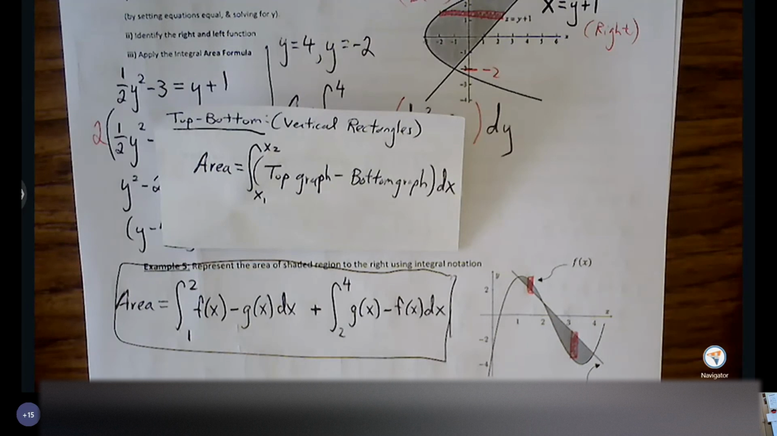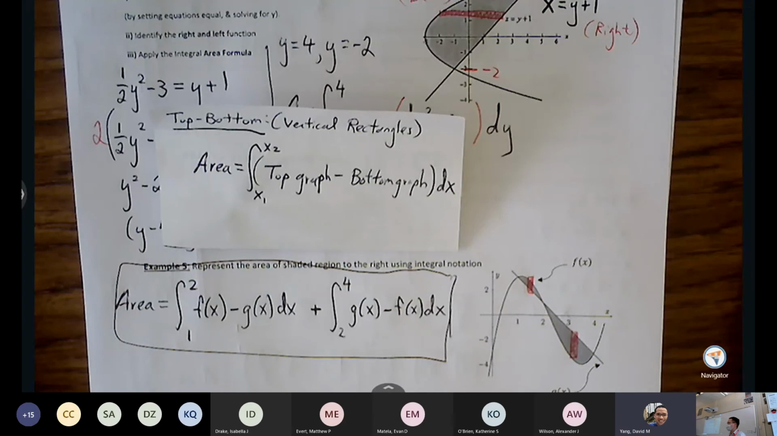Okay, and I may adjust the notes for Monday. So if you want to print it out, try not to print it out until Sunday night. But hopefully I can get that in this weekend.